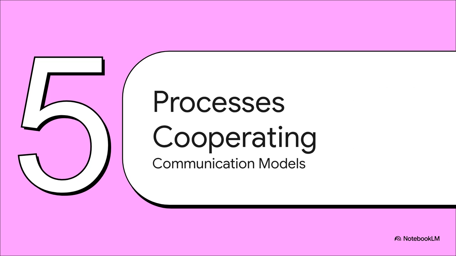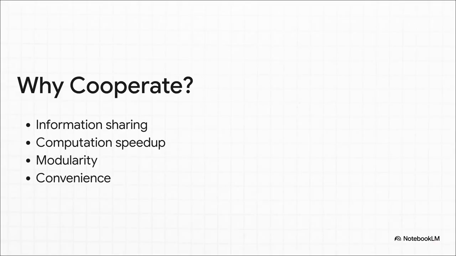All right, for our final chapter, let's talk about how these processes can actually work together. Because, let's be real, sometimes one single process just isn't enough to get a really complex job done. They need to cooperate. And there are some really good reasons for them to team up. For one, they might need to share information. Or you could take a massive calculation and split it up among a bunch of processes to speed things way up. It also just makes it easier to build big, complicated apps from smaller, more manageable pieces.